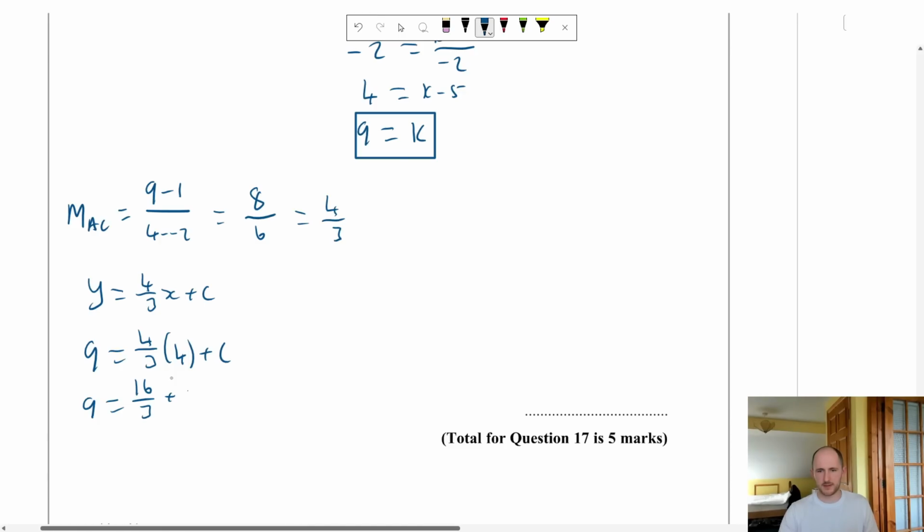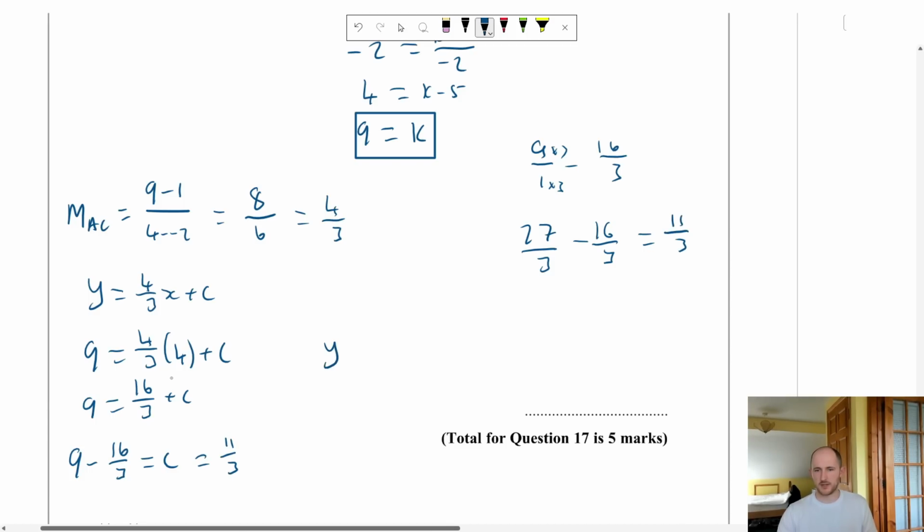4 over 3 times 4 is 16 over 3, plus c. Minus it over, we get 9 minus 16 over 3 equals c. So that would be 9 over 1 minus 16 over 3. Times them by top and bottom by 3, we get 27 over 3 minus 16 over 3, which is 11 over 3. So our final equation is y equals 4 over 3 x plus 11 over 3.